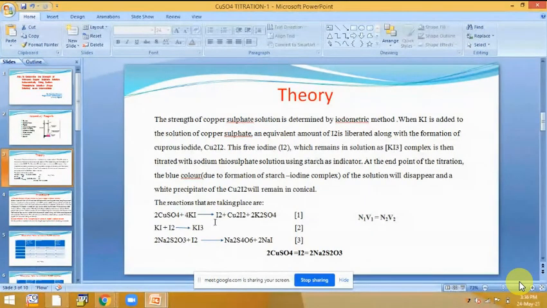That's why the reaction is stopped, and there is no free iodine starch complex. That's why there will be no blue color solution. So this is one thing.